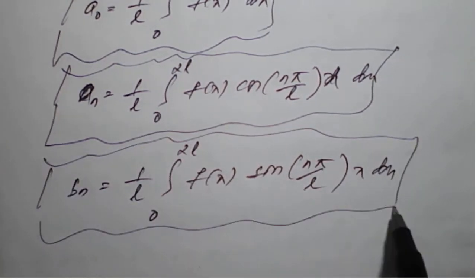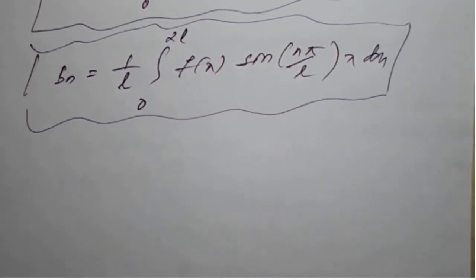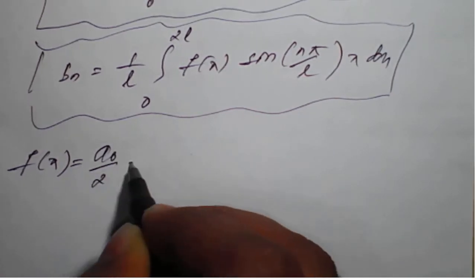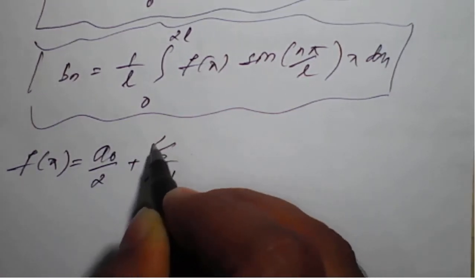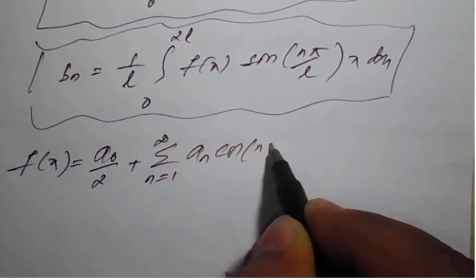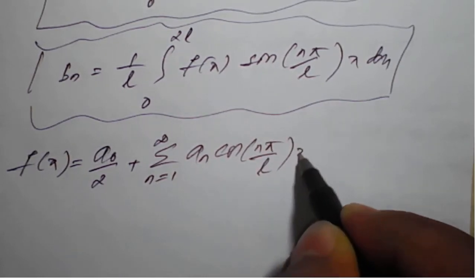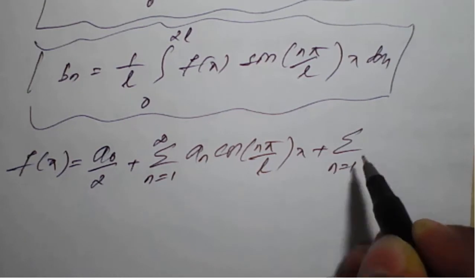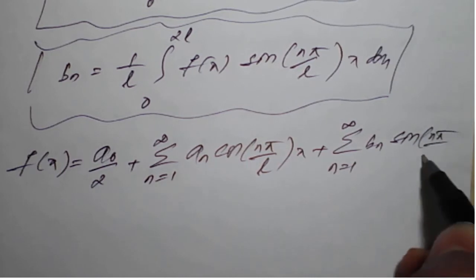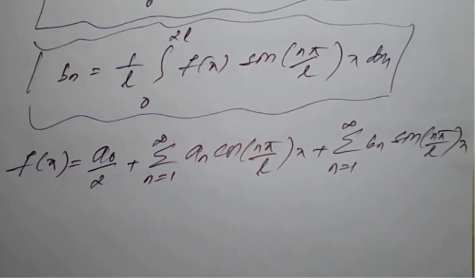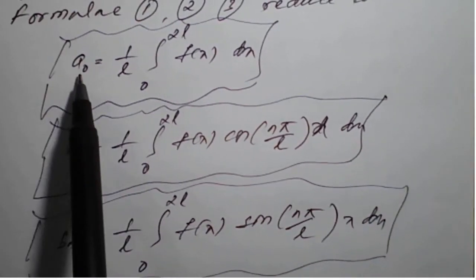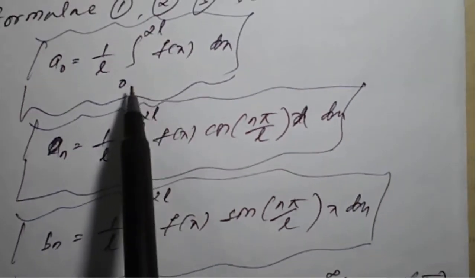But the Fourier series will remain the same. Then f of x is equal to a naught by 2 plus summation n from 1 to infinity an cos of n pi upon l into x plus summation n from 1 to infinity bn into sine of n pi upon l into x. But the condition is that all these formulas for a naught, an, bn hold when c is 0.